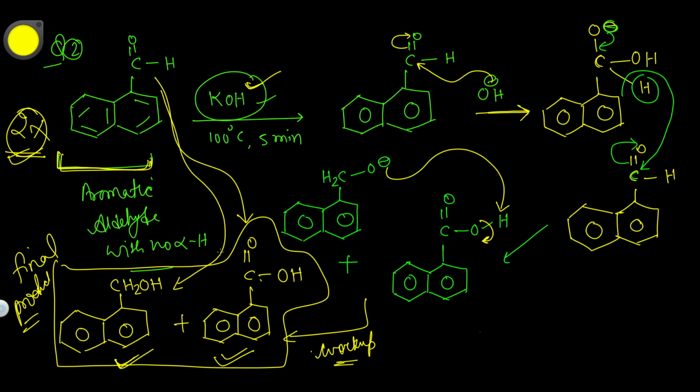So if you have to identify whether this reaction is a Cannizzaro or not, just see whether the aldehyde has an alpha H or not. If there is no alpha H, then we can say the reaction will be a Cannizzaro reaction. And if there is alpha H, then we can say this is not a Cannizzaro reaction. This can be another reaction like aldol condensation, aldol reaction. So this is all about the Cannizzaro reaction.